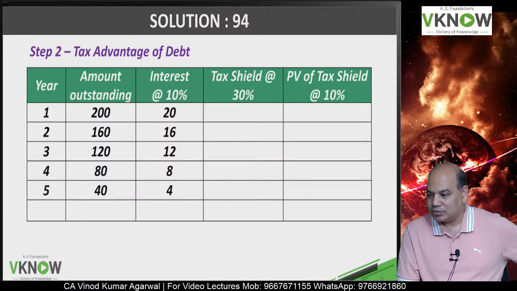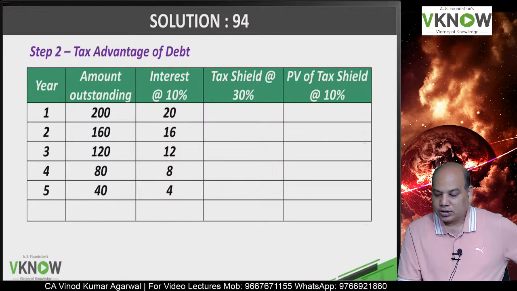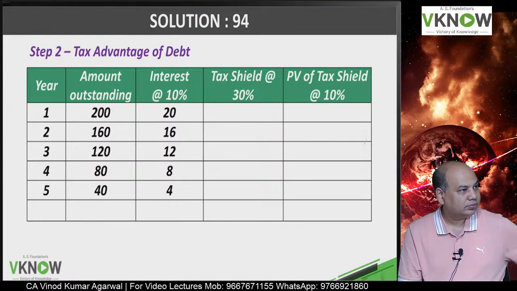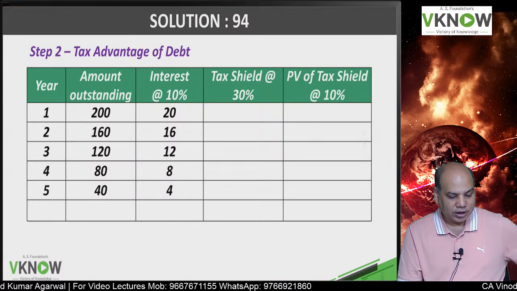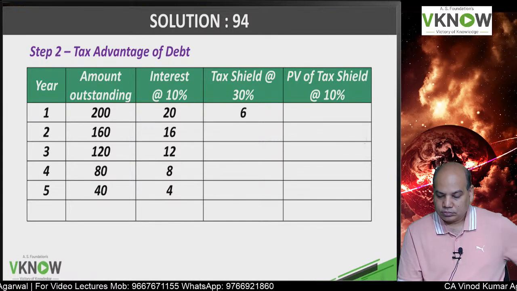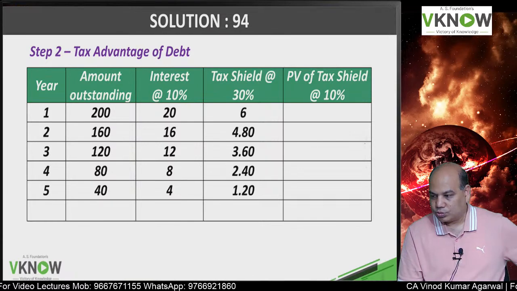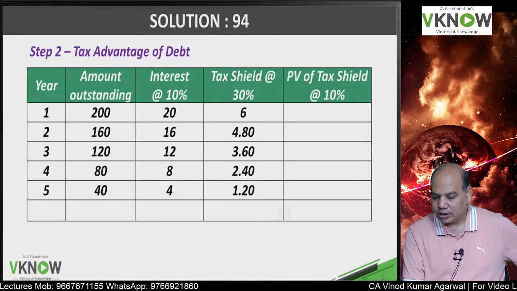Now next point, tax shield at the rate 30%. 6, 4.8, 3.6, 2.4, 1.2. These are the tax shield you will get in different years.